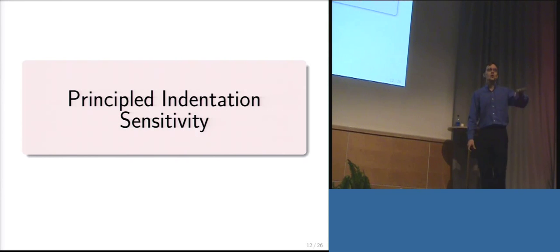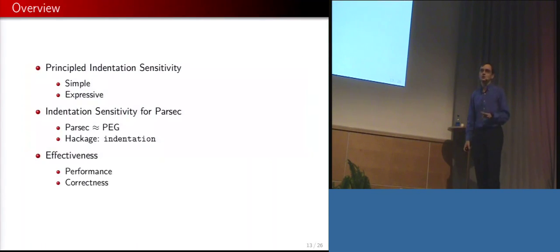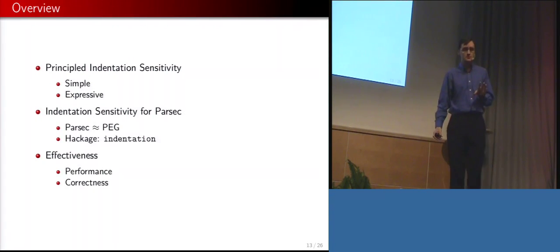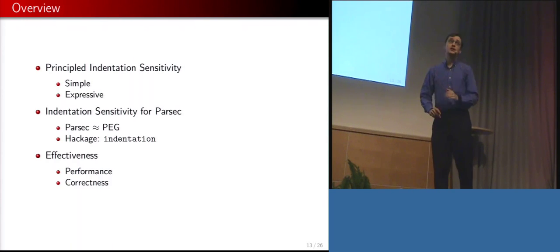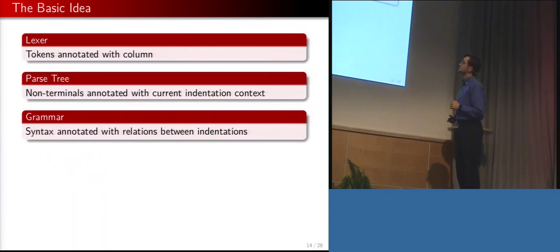So in this paper, we propose a more principled approach to indentation sensitivity that we claim scales down and is simple enough and easy enough to use in even the smallest domain-specific language, while still being expressive enough to handle the indentation rules of Haskell. We implement this in terms of Parsec by observing that Parsec is actually a variation of PEG, and you can download that code. We validate its effectiveness both in terms of performance and correctness on a real-world language.